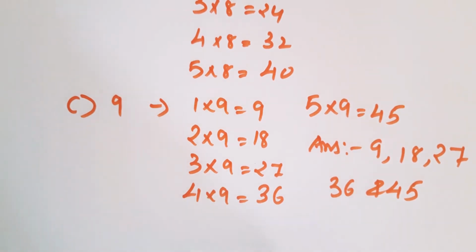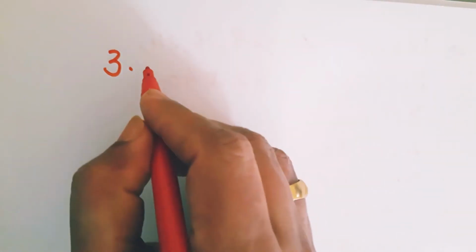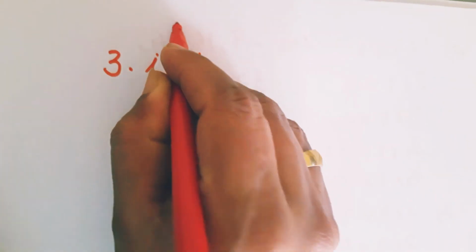Let's see which one will be the answer. Question 3 is match the following. Question 1, column 1, 35 is there. In column 2, which one is matching? Roman number 1. So what will be the answer? The answer will be B, multiple of 7. 35 is what? A multiple of 7. 7 5s are 35.